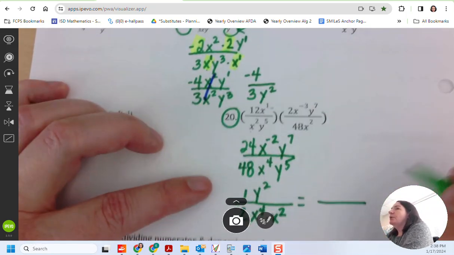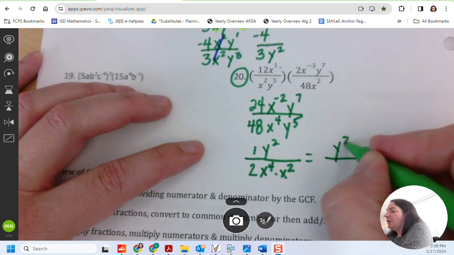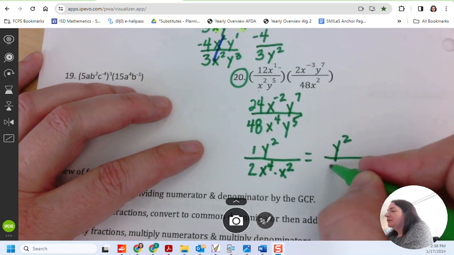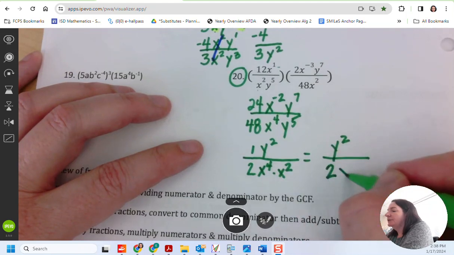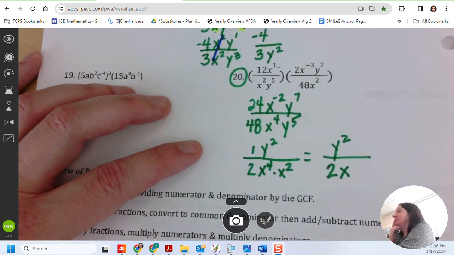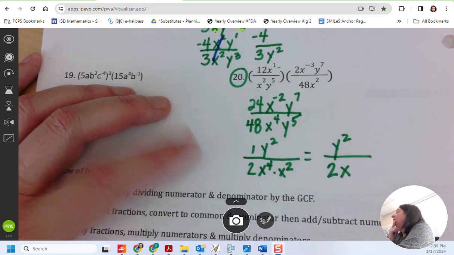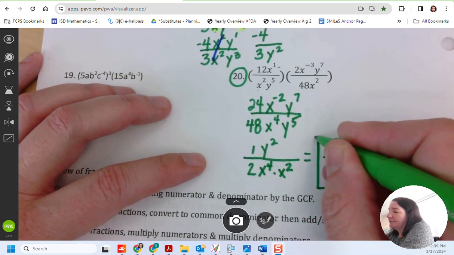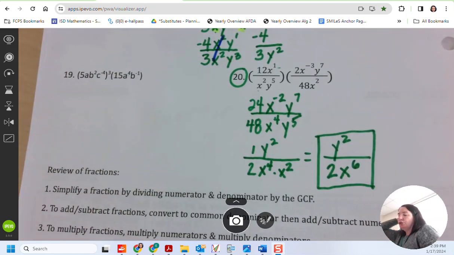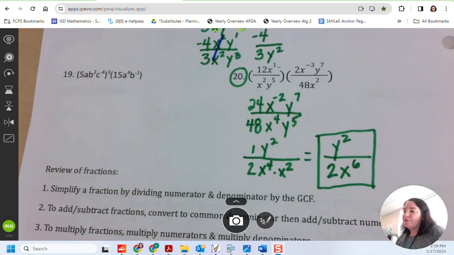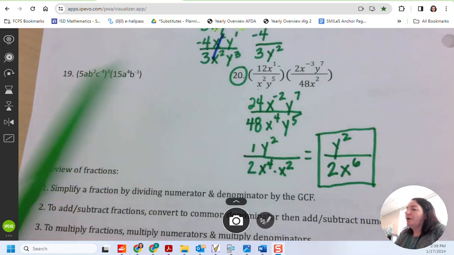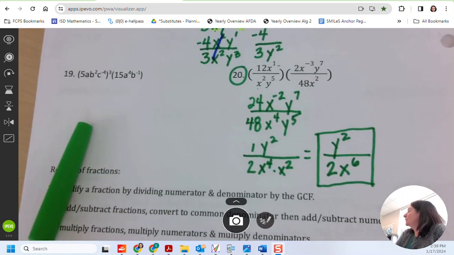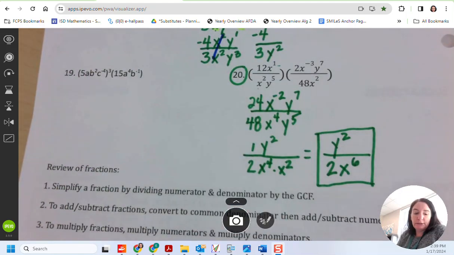You can leave this as 1y squared, but Delta Math would probably want you to make it y squared. And then on the bottom, I have 2x to the what? It's a multiplication problem, and so what do you do with the exponents? You add them to get 6. Okay. All right. I did those two. I am going to give you 5 minutes to see what you can do with these 3 problems. You don't have to get them all done, but I do want you working the whole time. Okay? 5 minutes on these 3.